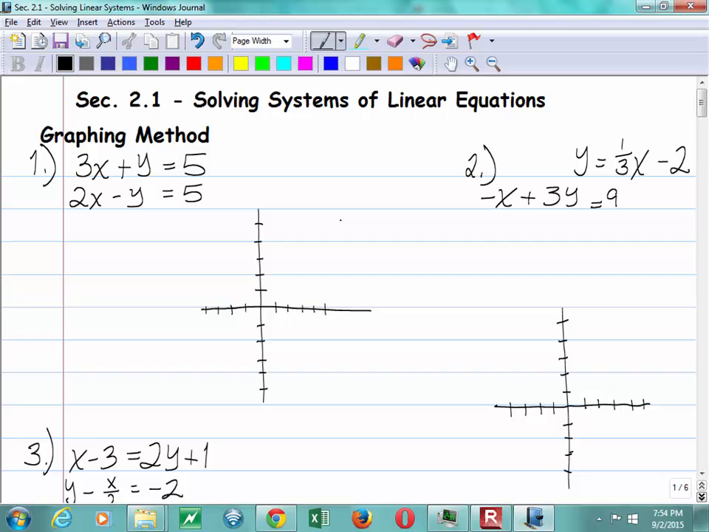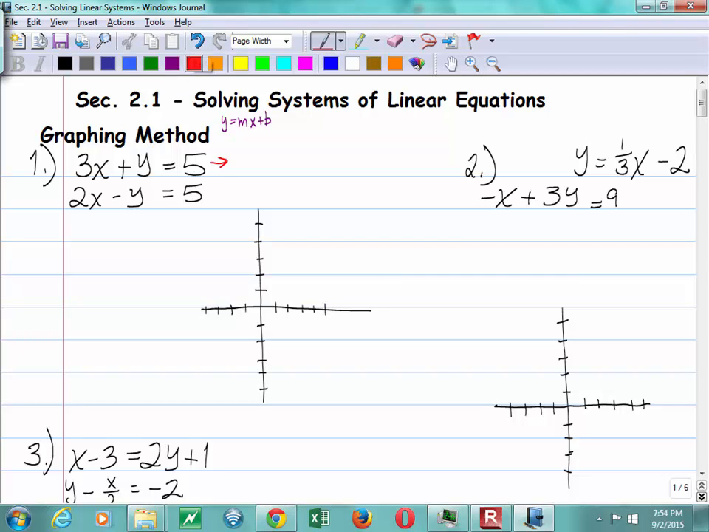So with number 1, each of these is an equation of a line, and if I want to graph that line, I would like to get that equation in slope-intercept form, which you may recall is y equals mx plus b, where m is the slope and b is the y-intercept. We went over all that in chapter 1, so you should recall that. So we're just going to take each equation and put it in slope-intercept form.